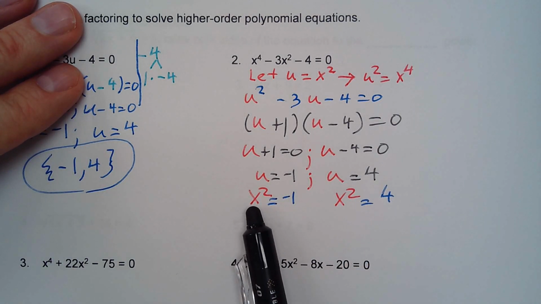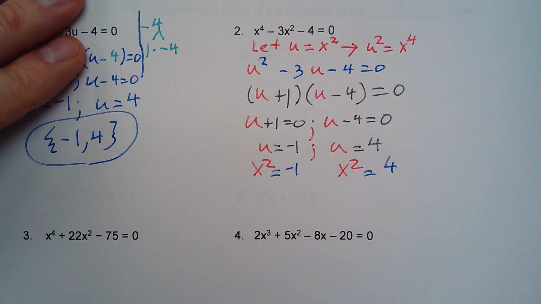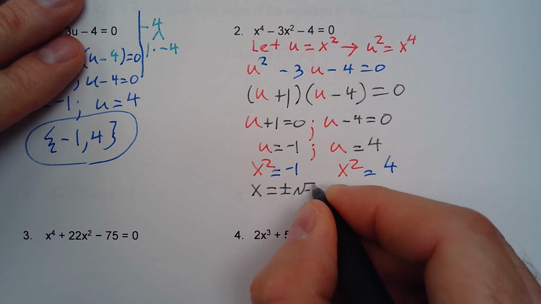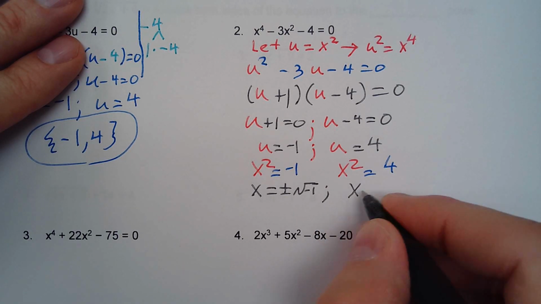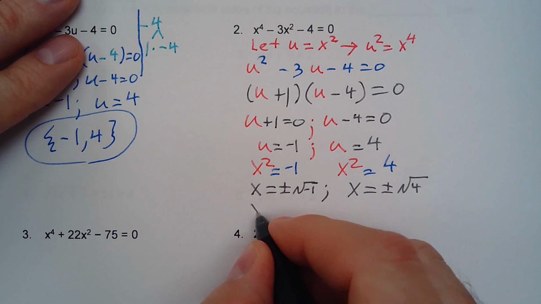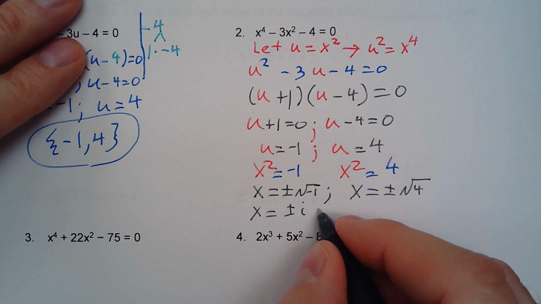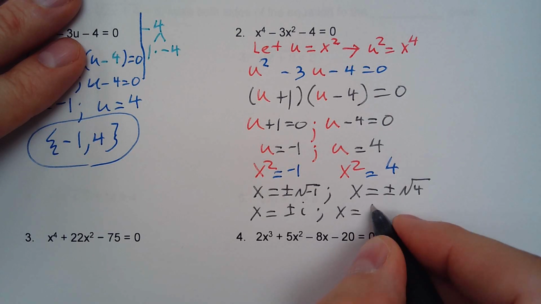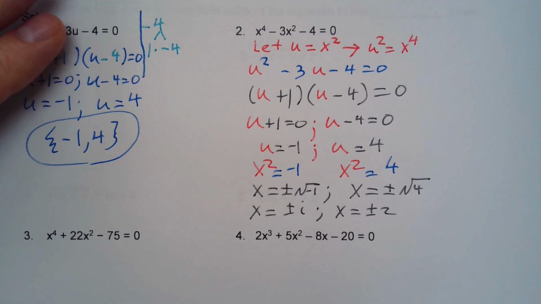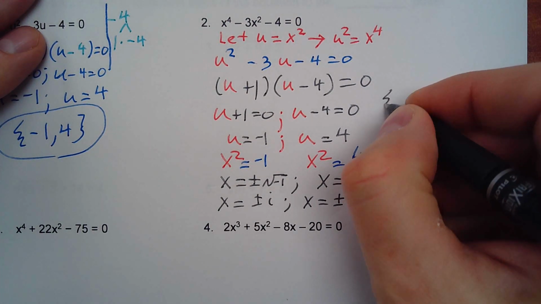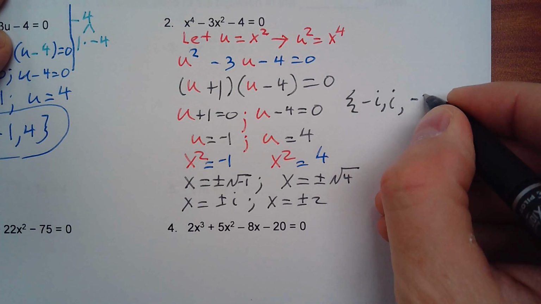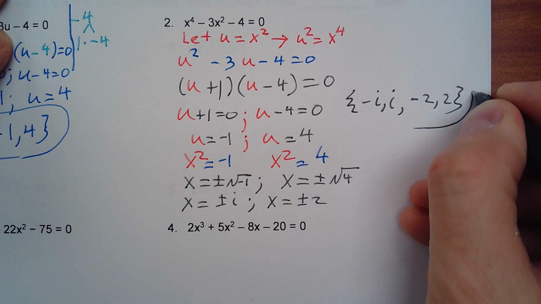Well, here I'm going to just use the square root property to solve this. And that's going to give me x equals plus or minus the square root of negative 1. And for over here, I'm going to get x equals plus or minus square root of 4. Well, that's going to simplify to plus or minus i. And that's going to simplify to plus or minus 2. So this means I have 4 solutions: i, negative i, negative 2, and 2.